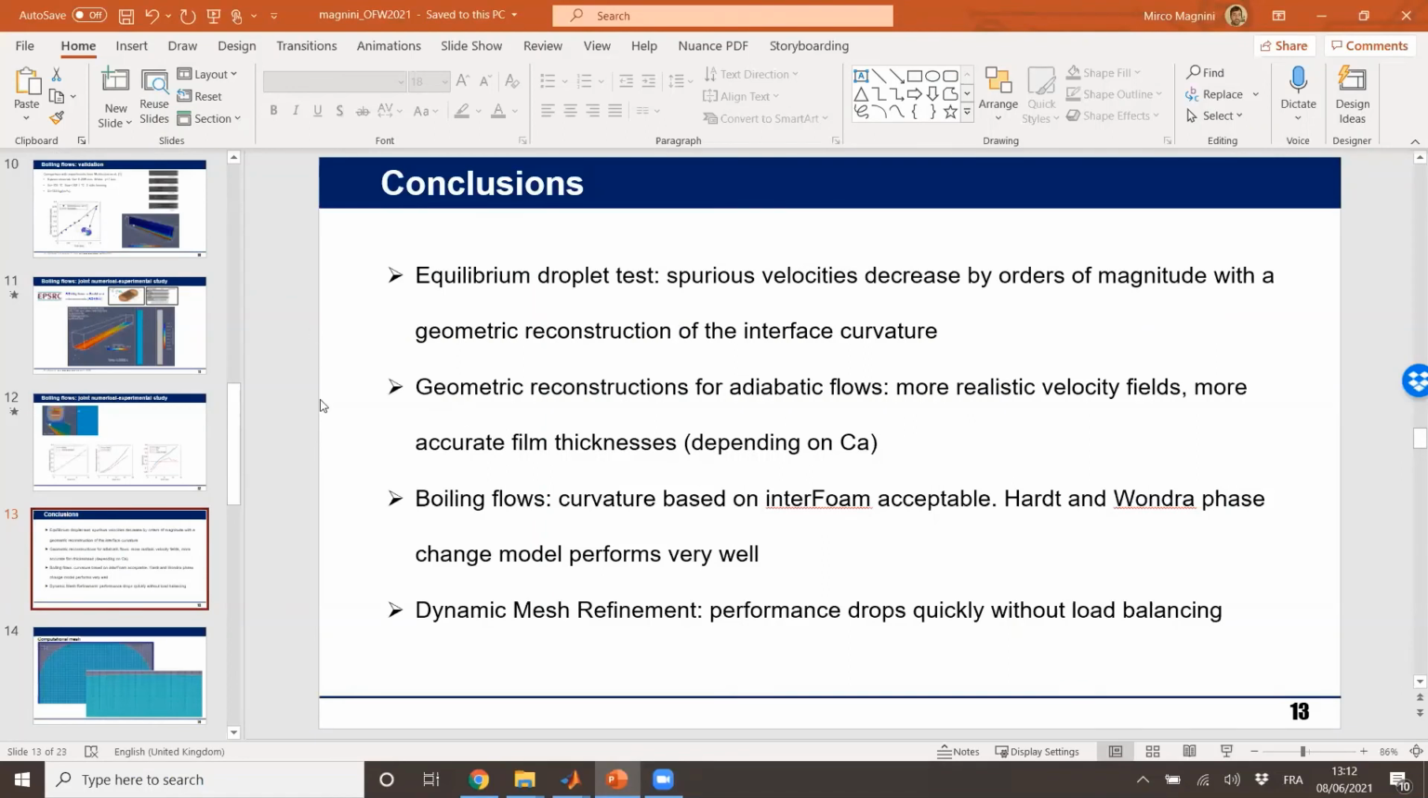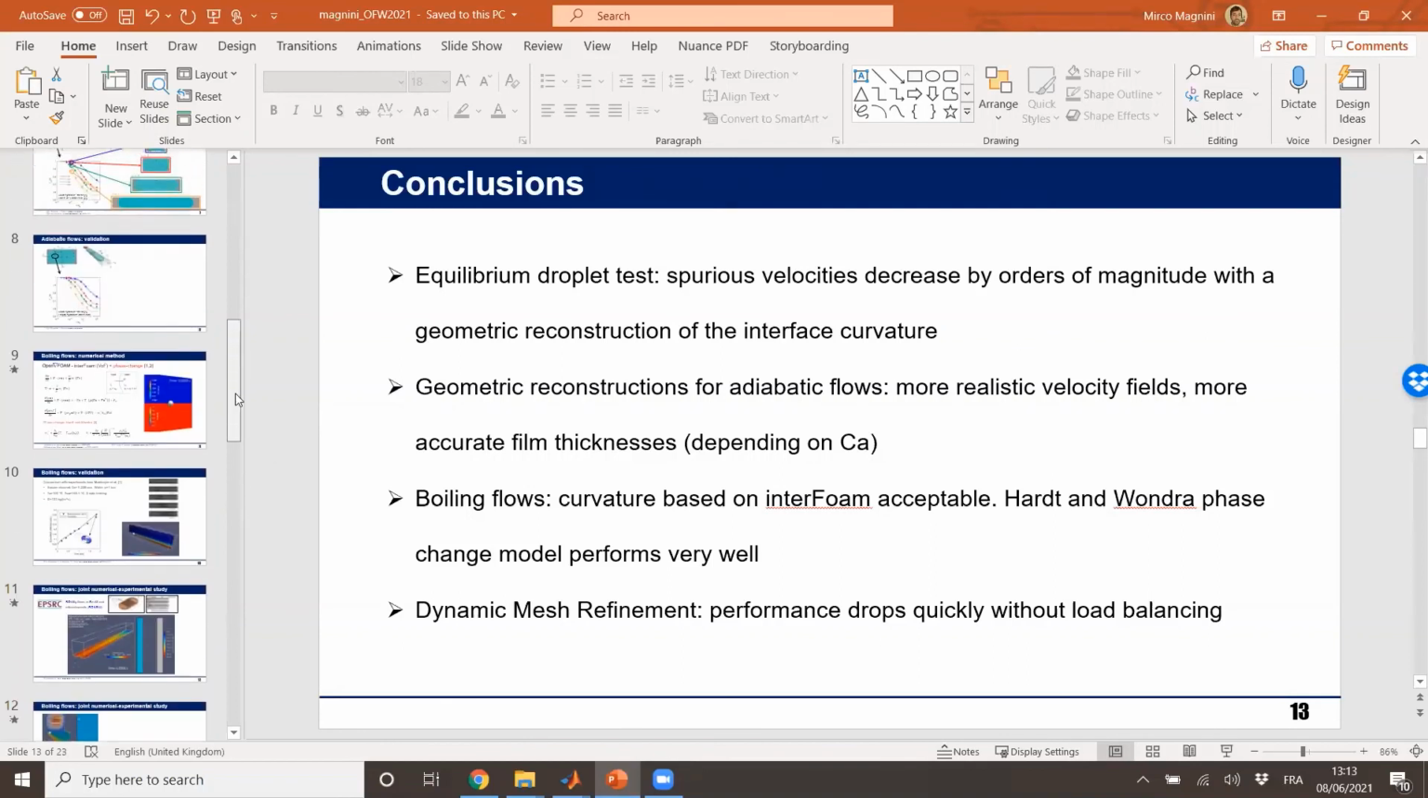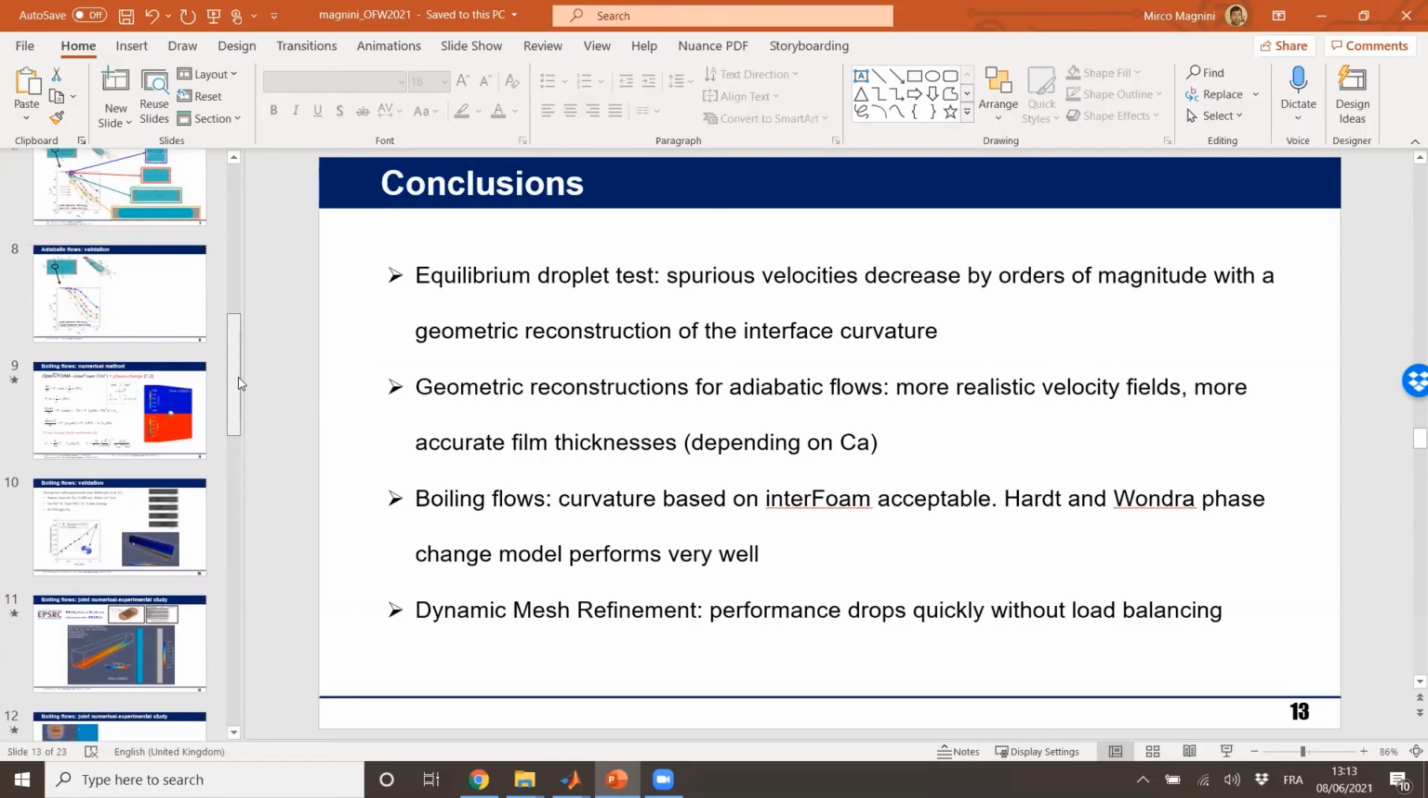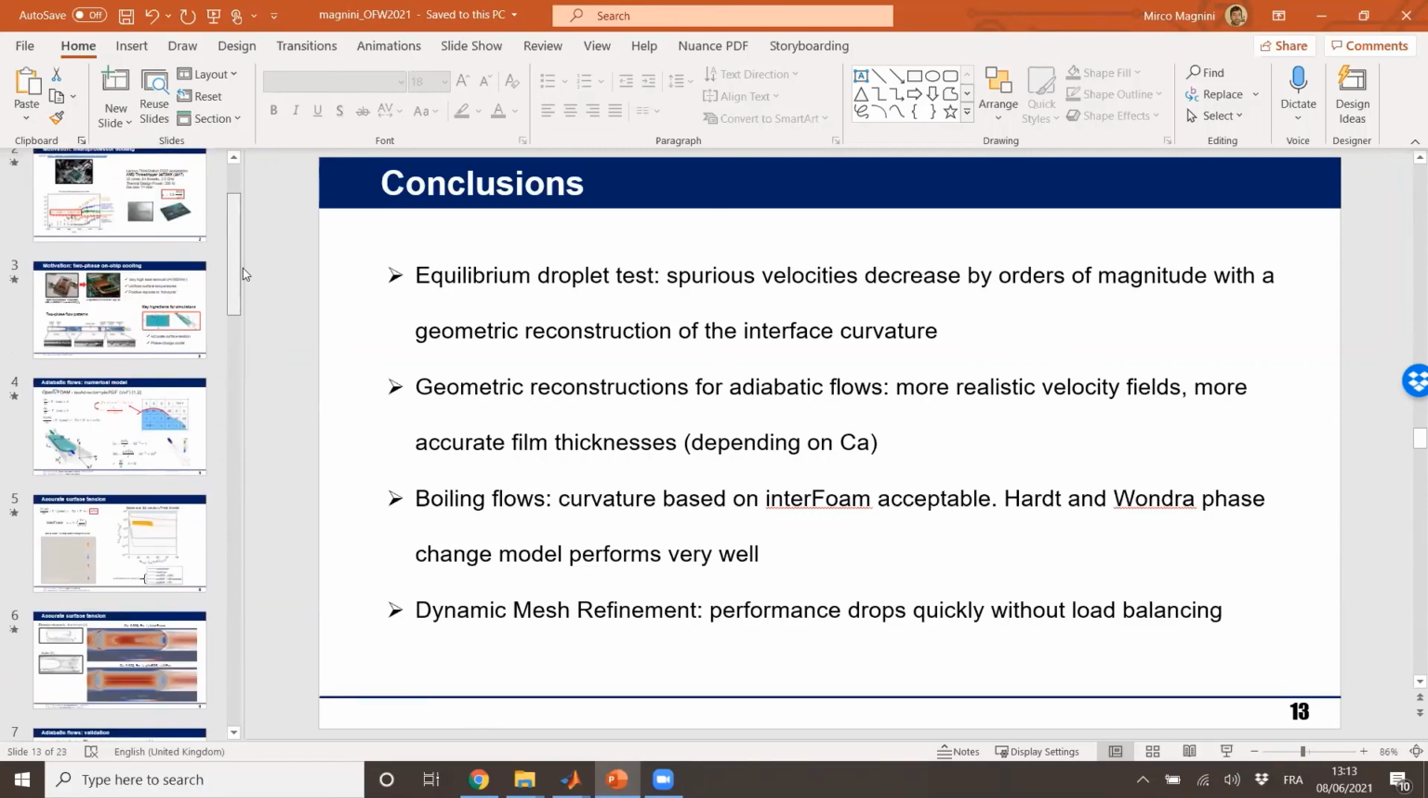I think we have time for one question or maybe two, we'll see. The question I have for you is from Kent Waddle. Did you compare mass conservation between PLIC options and interFOAM? How do you deal with mass loss in the PLIC algorithm?